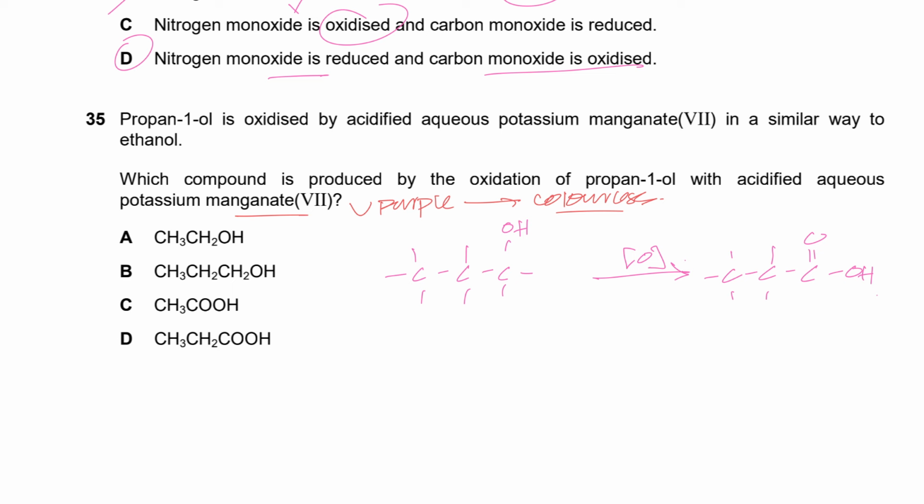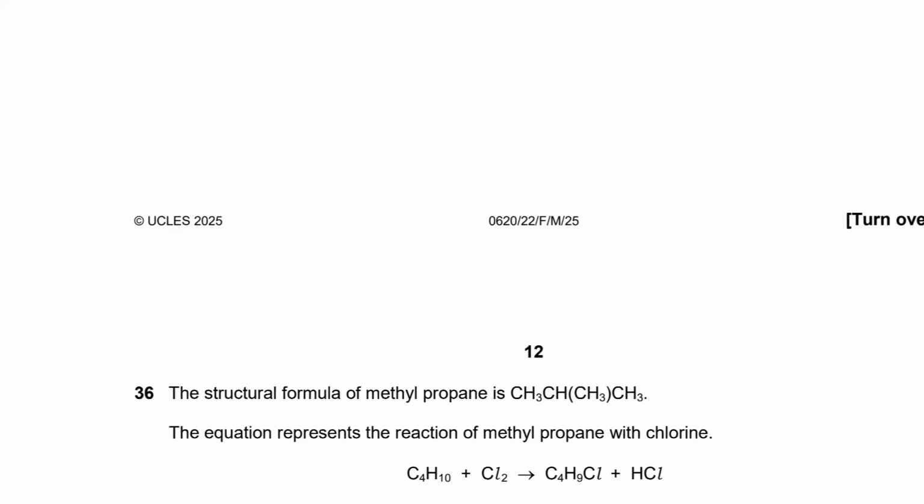Now, which of these is propanoic acid? These are both alcohols because there's only an OH here. There's no carbonyl compound, and no COOH. This is ethanoic acid, not propanoic acid. This is the correct option. That's propanoic acid. Easy peasy, yaar.